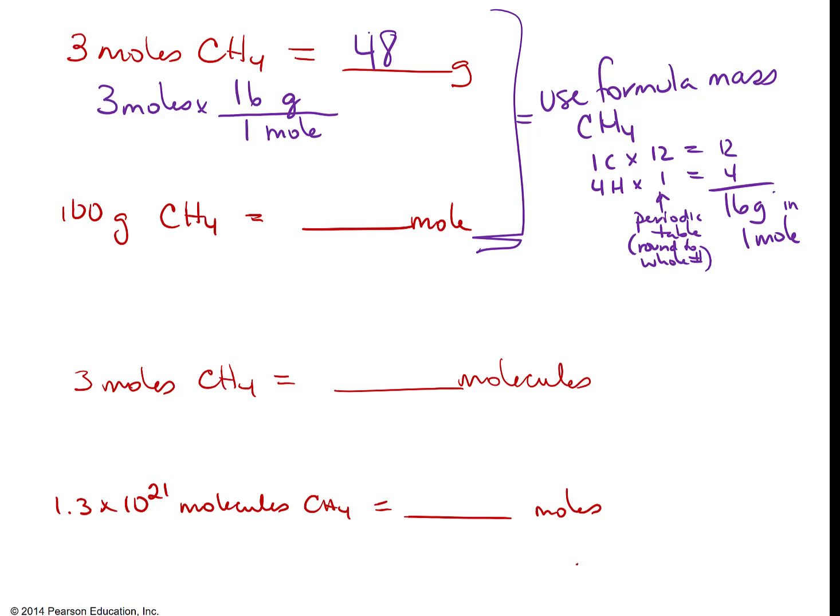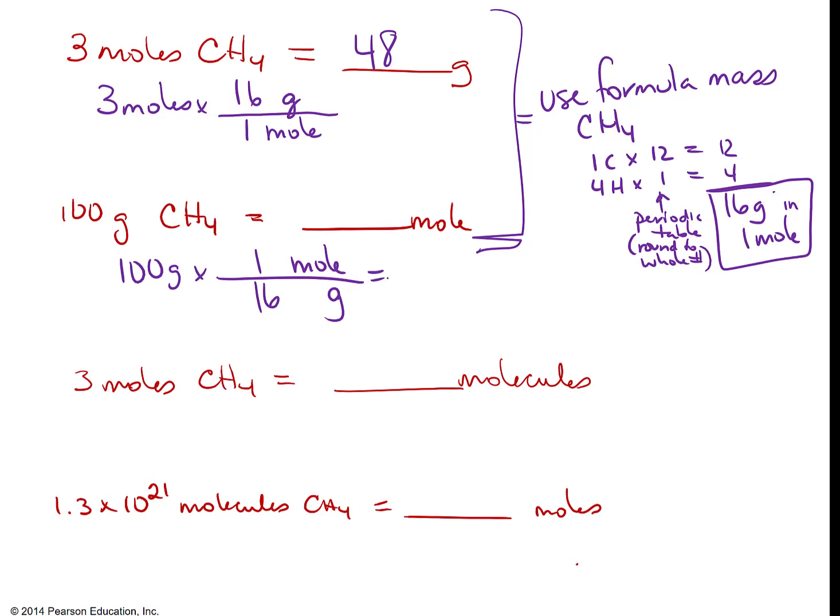So if I have 100 grams of CH4, how many moles is that? So I'm going to go back and use 16 in 1. So if I have 100 grams times, what unit goes on the bottom? Grams. So moles goes on top. So notice the unit I want on top is just a single step. And it's 16 on the bottom, 1 on the top. So that's this formula mass, 16 grams over 1 mole, or 1 mole over 16 grams. I can use it either way.